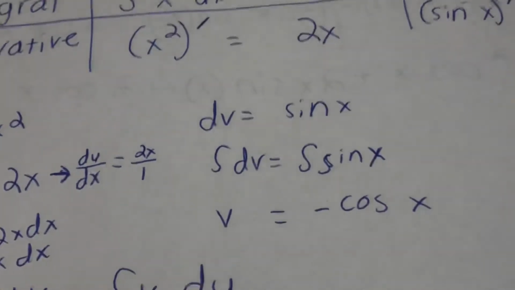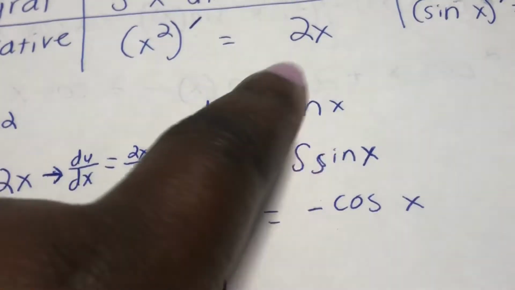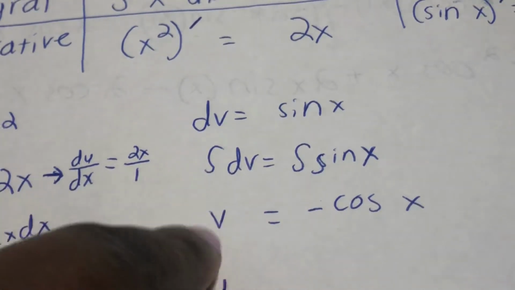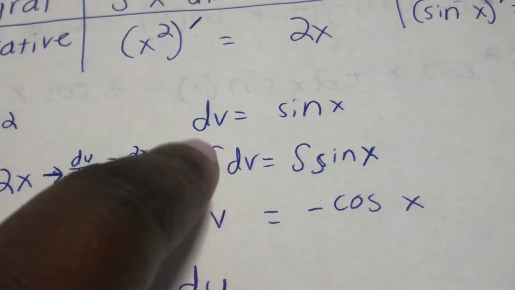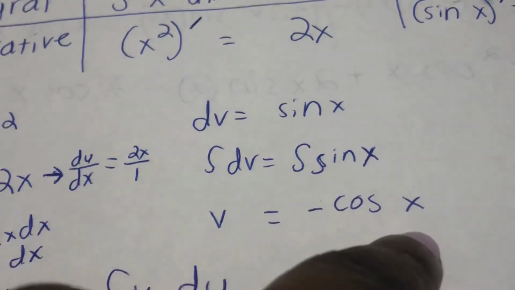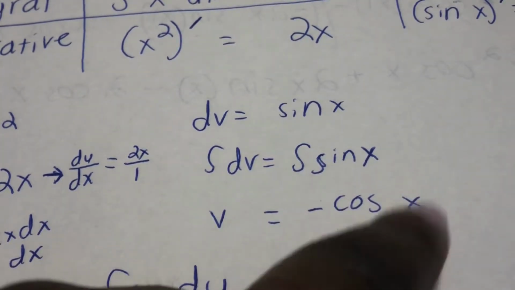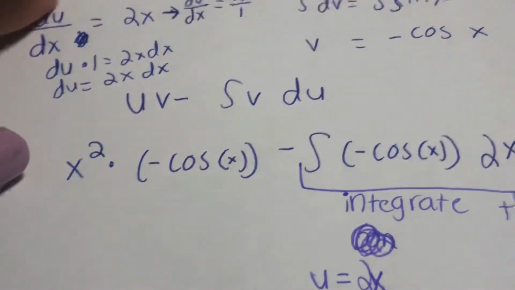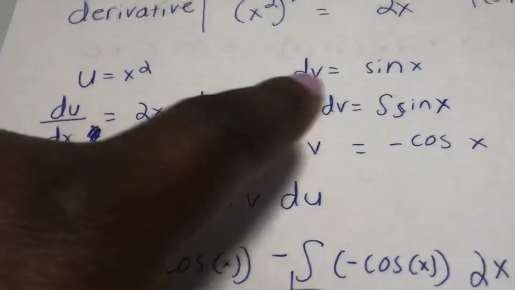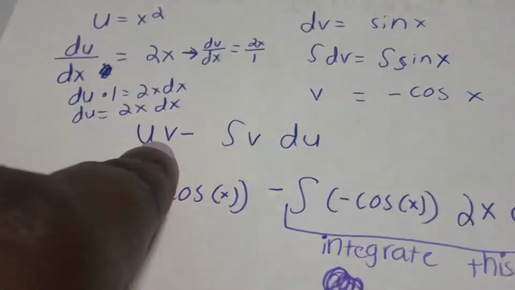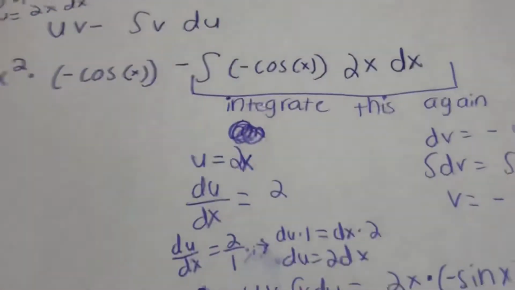For dv, it is sine x. So we do the integral of dv, which is the integral of sine x. And so v is the integral of dv, which is equal to the integral of sine x, which is negative cosine x. Do not add plus c yet, like I said. So now that we have our u and our dv, and we found our du and our v, it's time to set up the equation.